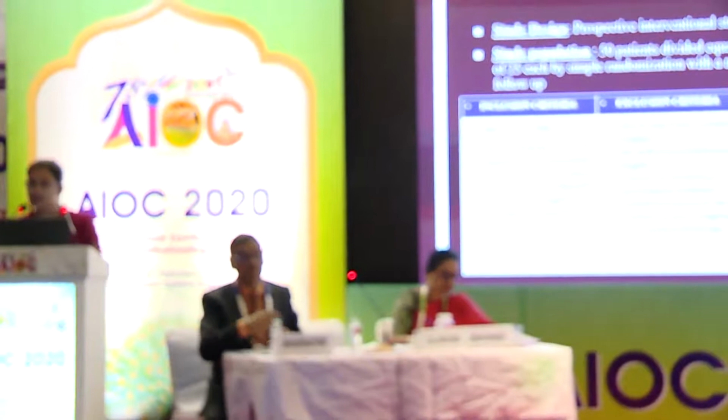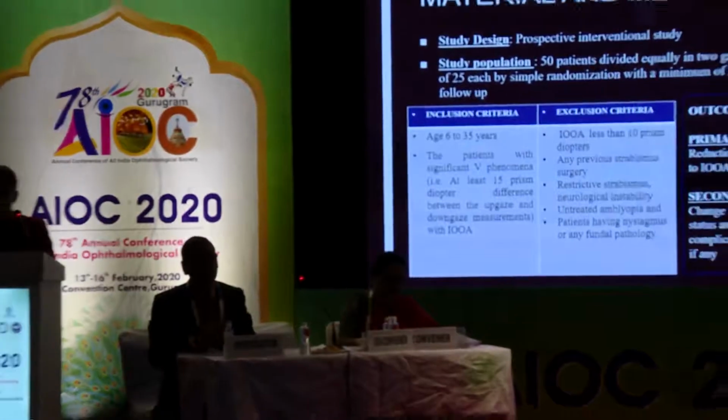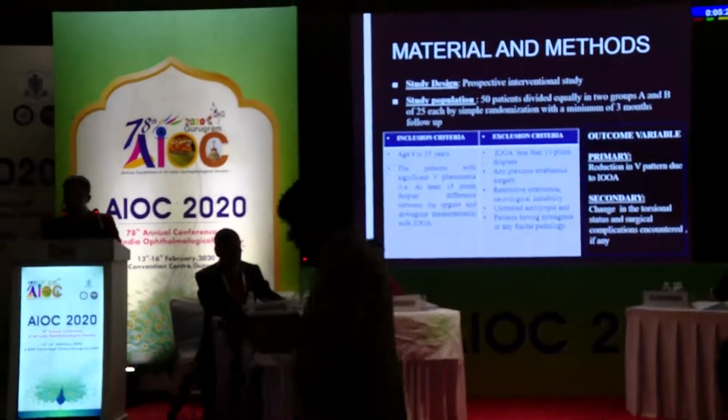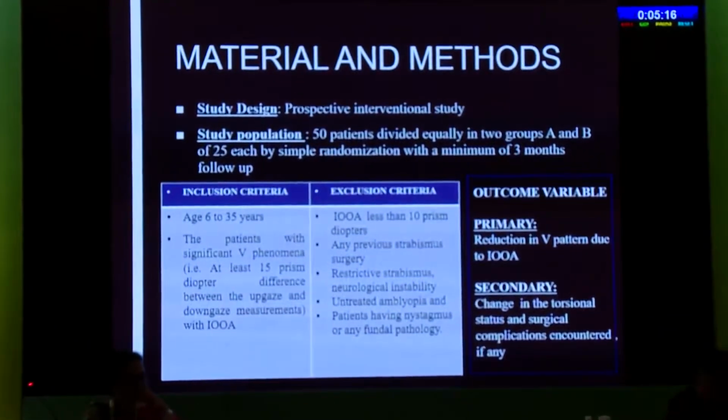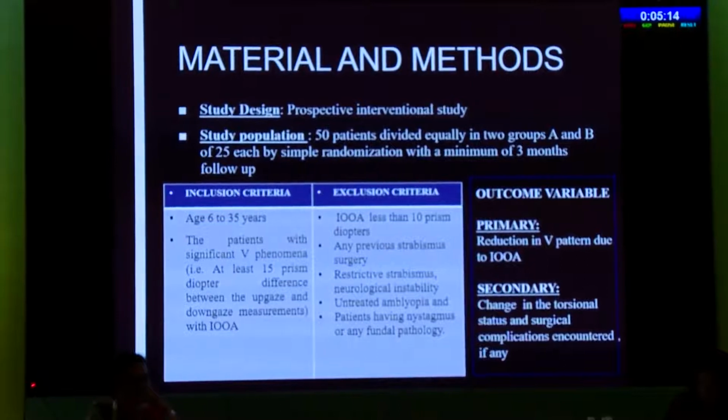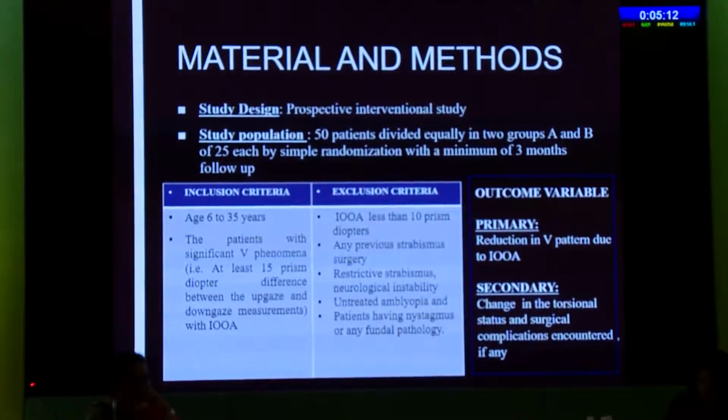It was a prospective interventional study on 50 patients in the age group of 6 to 35 years with significant V phenomena. Patients with inferior oblique overaction less than 10 prism diopters were excluded, and others with neurological instability, nystagmus, and fundal pathology were also excluded.